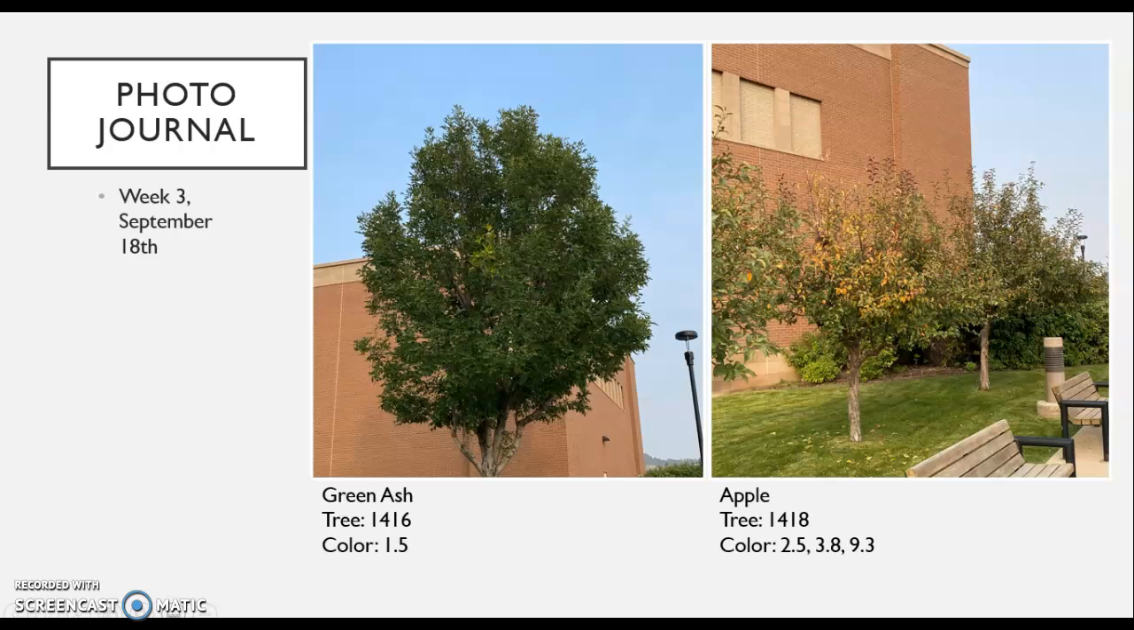And then for week 3, I did it on September 18th. And the green ash one is still very green and vibrant, so I gave it a 1.5. The apple tree was a whole bunch of colors. I gave it a 2.5 for the green in there, 3.8 for some of the yellow oranges peeking through, and then a 9.3 again for still the reddish colors that remain in there as well.